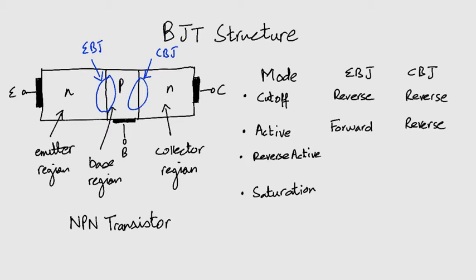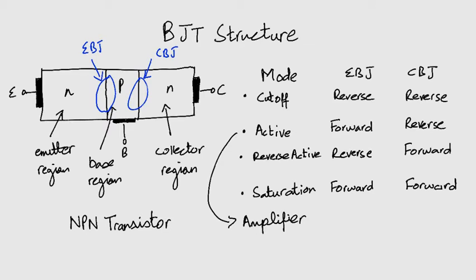The third one, reverse active, is caused by the emitter base junction being reverse biased and the collector base junction being forward biased, as the name suggests. The last one, saturation, has both the emitter base junction and the collector base junction in forward bias.